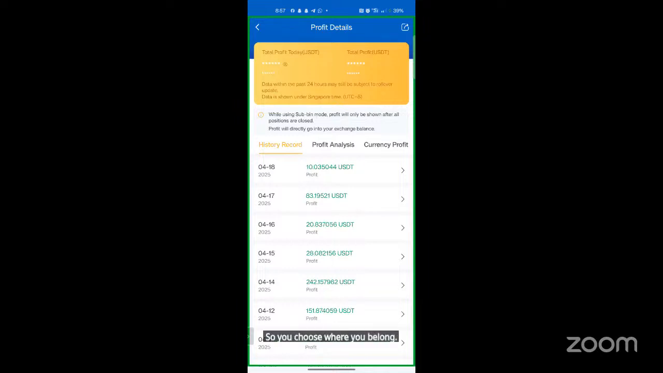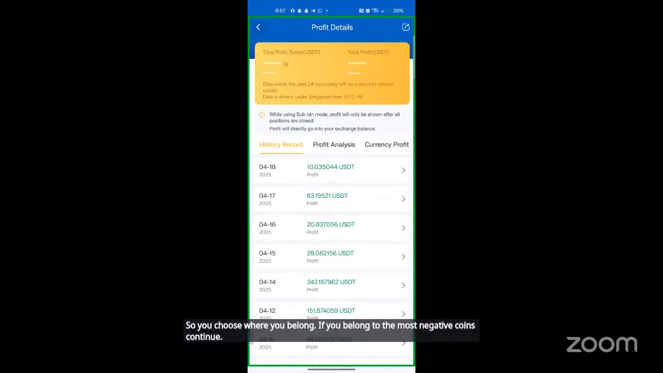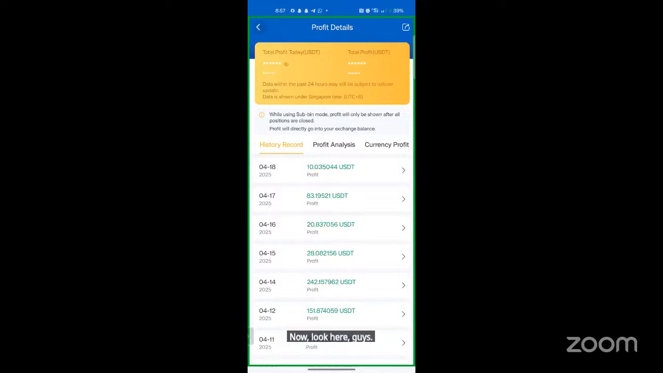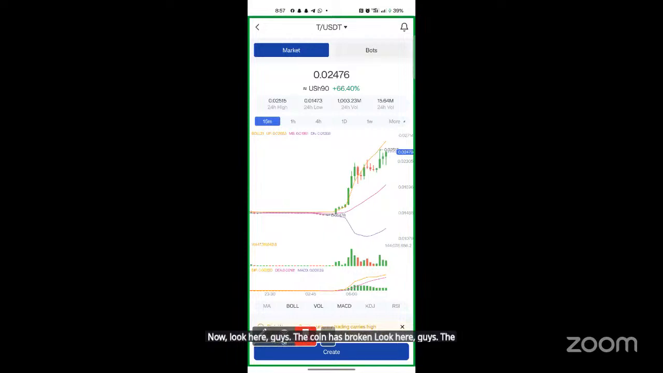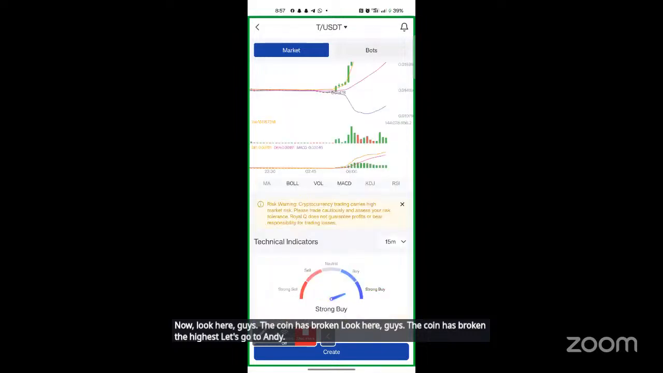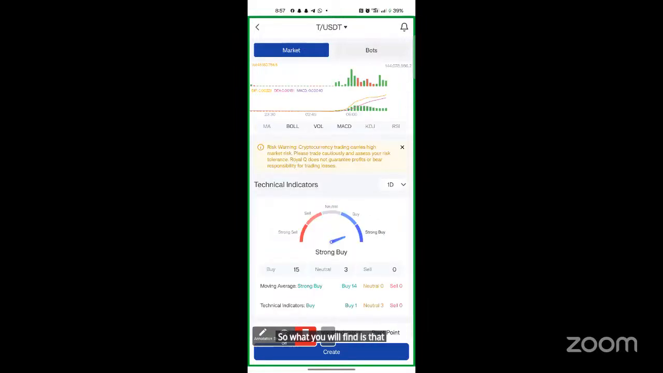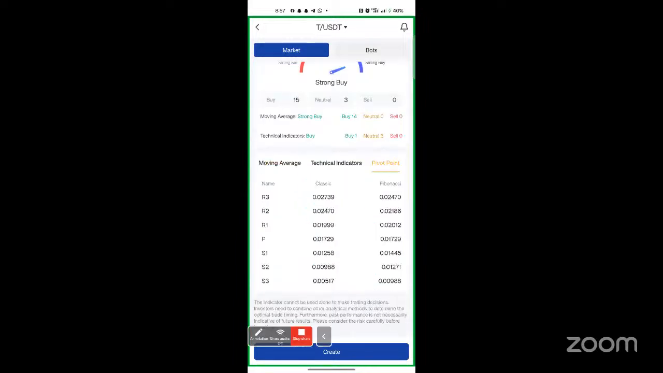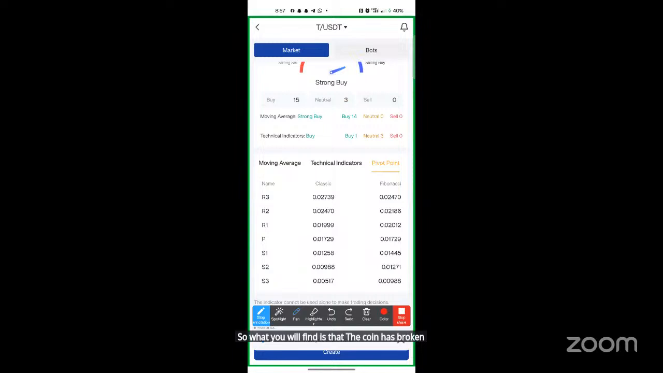If you belong to the most negative coins, continue. Now, look here, guys. The coin has broken the highest. Let's go to 1 day. So what you will find is that the coin has broken the highest resistance 3. Will I continue? Let me check again. Will I continue?